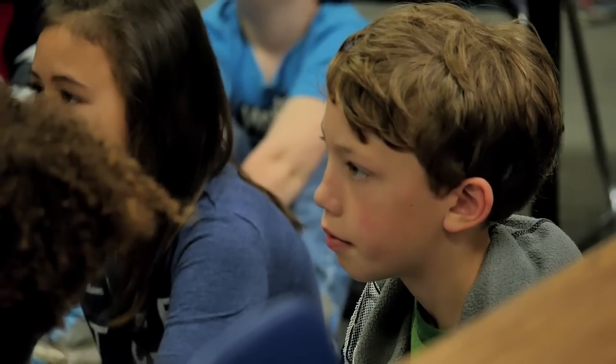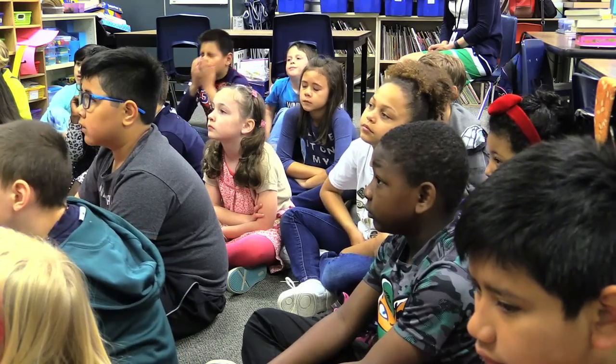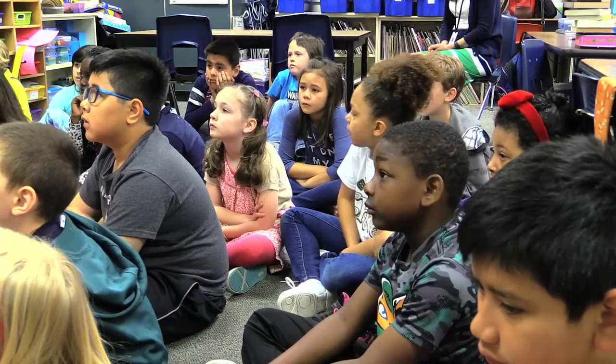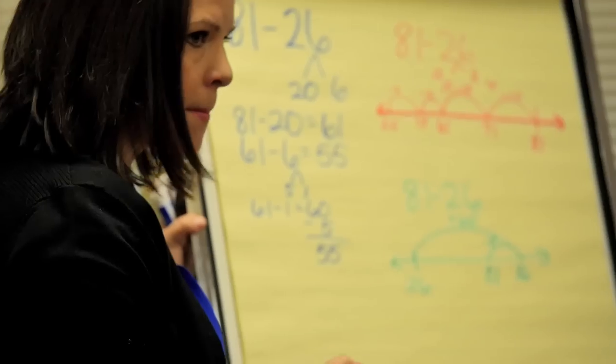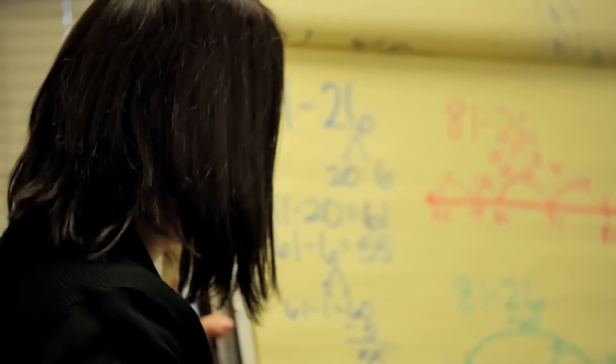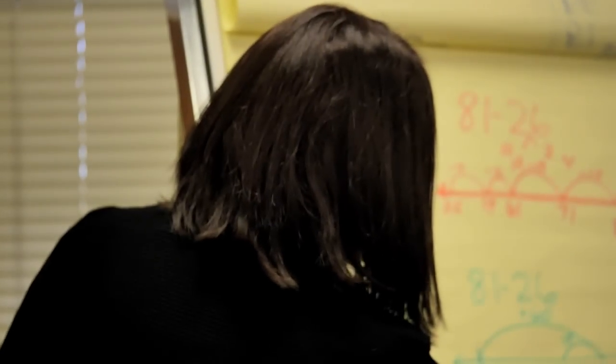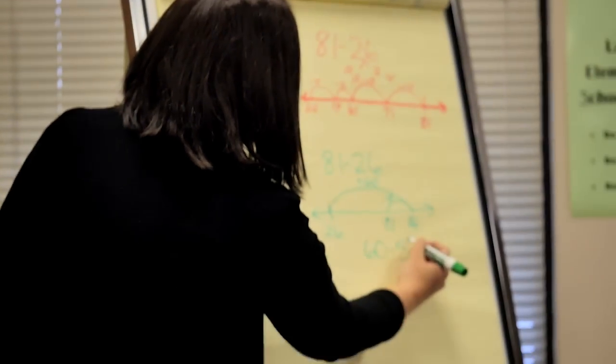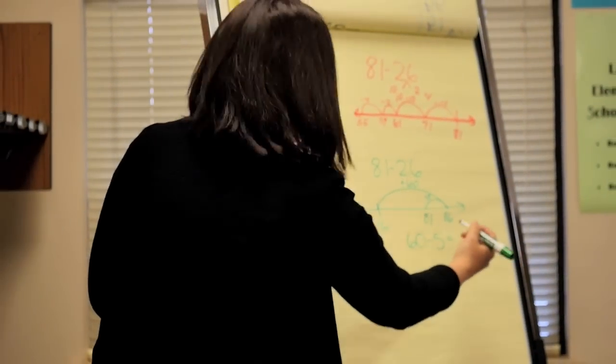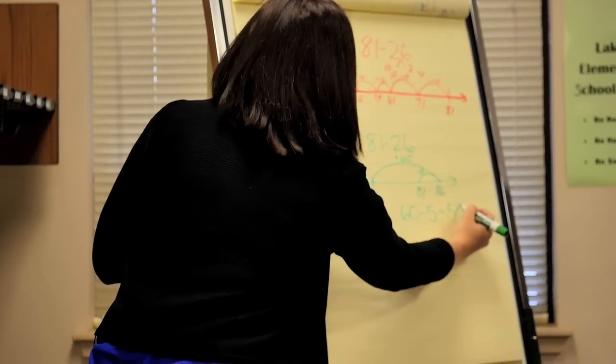Okay. And what would be here? And that got me to 81. Okay, and where's your answer? It jumps. Okay, can you talk me through that? I did 60 minus 5. And that got you to? 55. Thank you.